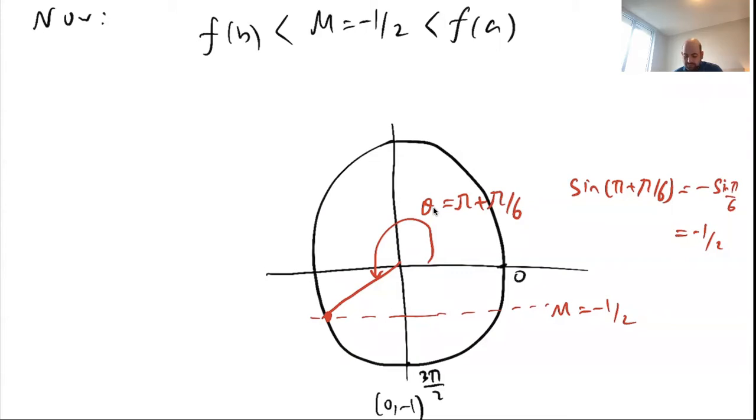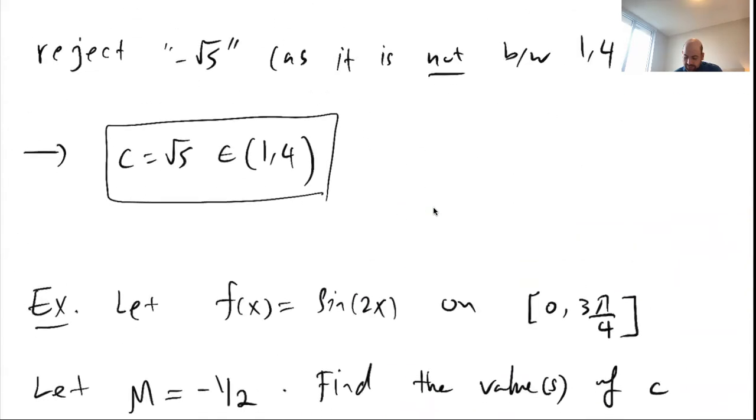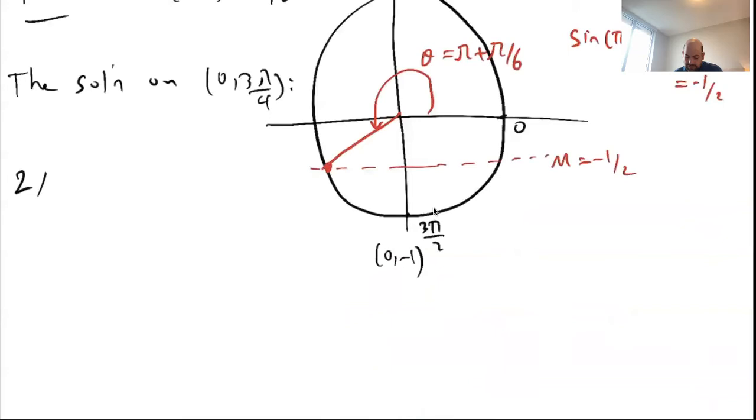Right? Now, let me say if we set sine 2x equals minus 1/2, the solution on 0 to 3 pi over 4 will be, because our interval is 0 to 3 pi over 4, 2x equals this angle pi plus pi over 6, which is 7 pi over 6, and therefore x will be 7 pi over 12.